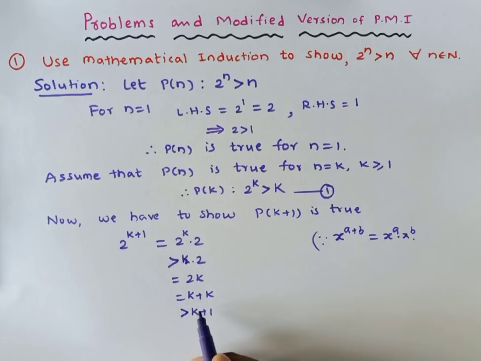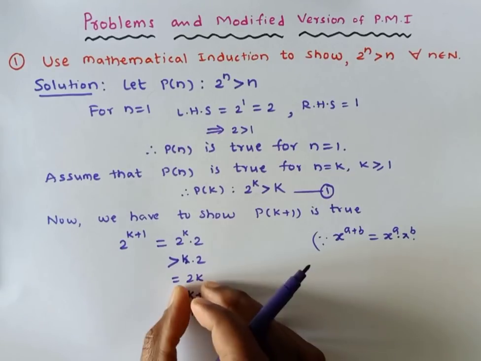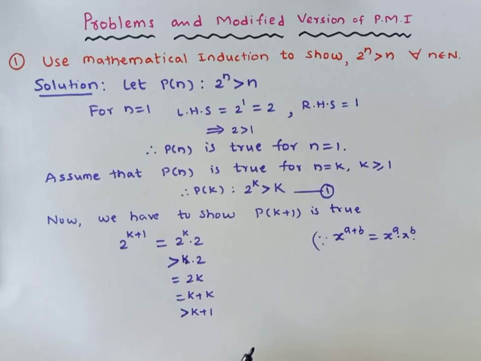If k is 2, then it is 2 plus 2, and this is 2 plus 1. 2 plus 2 is 4, and 2 plus 1 is 3. So this 4 is always greater than 3. And in the same way, if we put k equal to 3, then what happens? 3 plus 3, then it is 3 plus 1. So 6 is greater than 4.